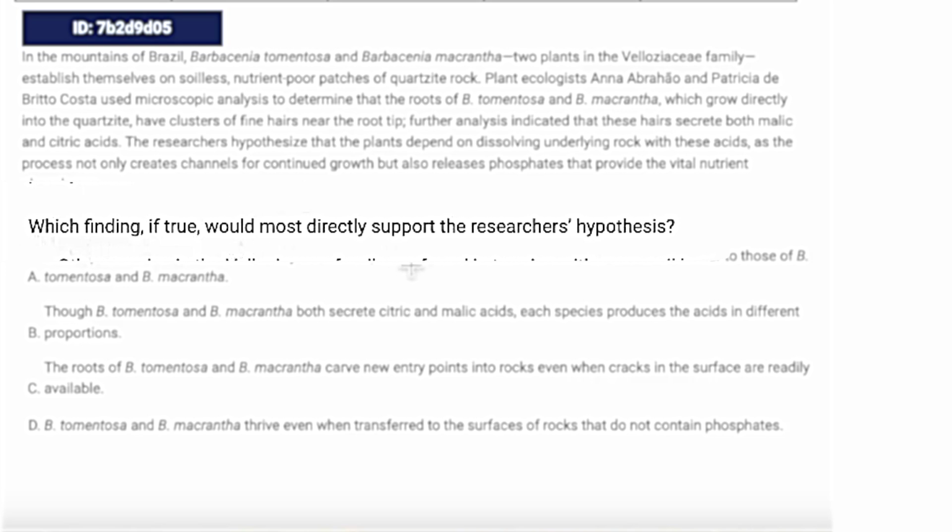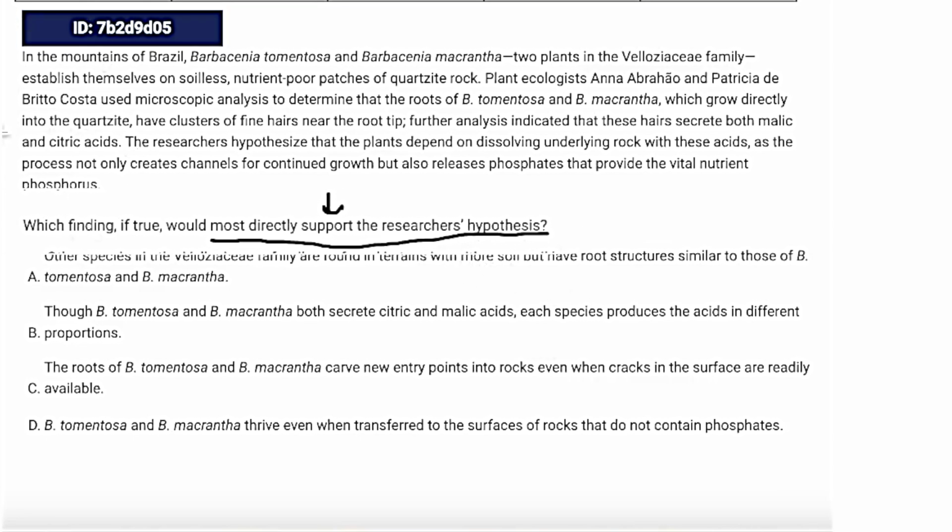Which finding, if true, would most directly support the researcher's hypothesis? So we're looking for an answer choice that is pro whatever this researcher's hypothesis is. So now we have a purpose. We are searching for the hypothesis. So let's read through this.